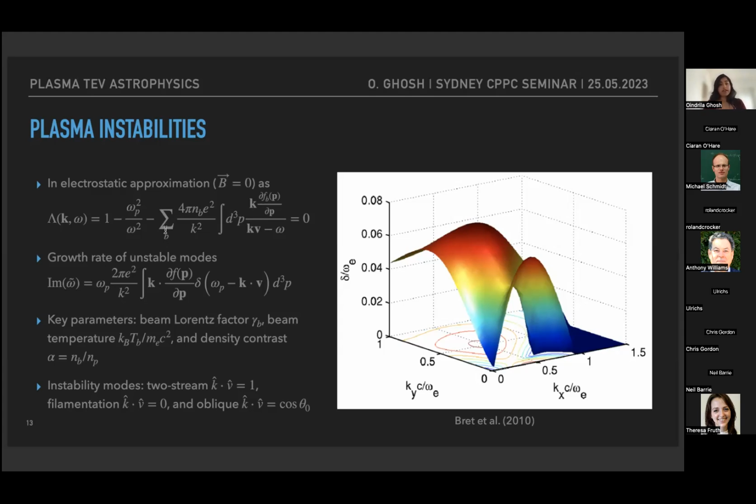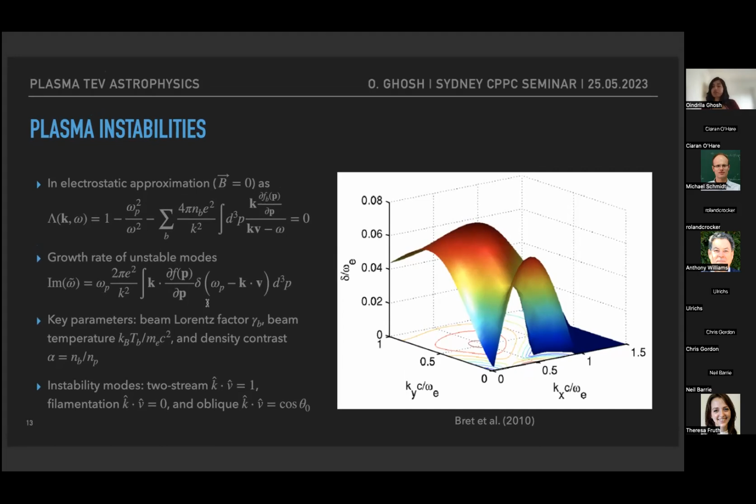So the growth of the unstable modes could be described by this growth rate, which is the imaginary part of the solution of this dispersion relation. The key parameters that are crucial in determining the growth rate of these beam plasma instabilities are the Lorentz factor of the beam, which for astrophysical pair beams could go up to 10 to the power 6 or 10 to the power 7.